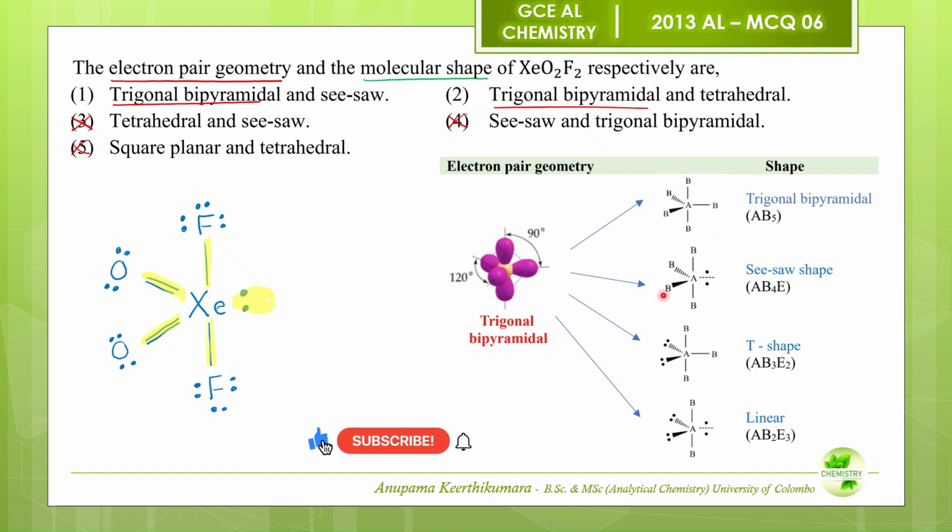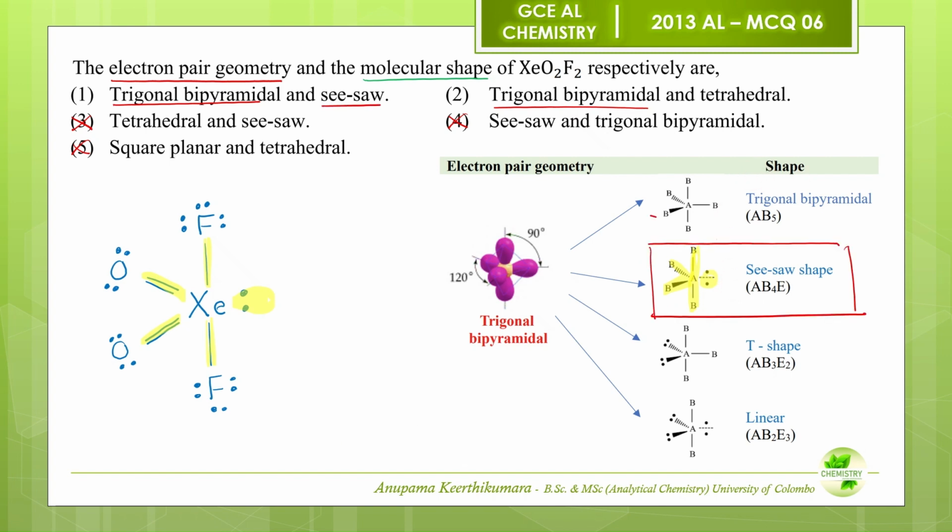These are the possible shapes of trigonal bipyramidal electron pair geometry. There are 4 atoms connected to the center atom, and the center atom has a lone pair. It is AB4E type. Therefore, the shape of this molecule is seesaw. The answer is number 1.